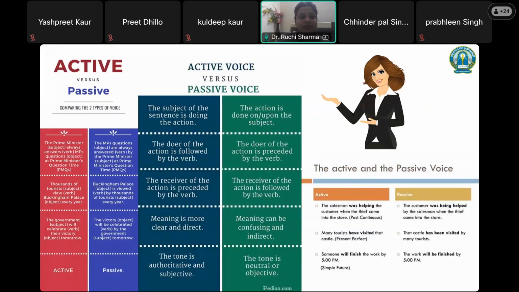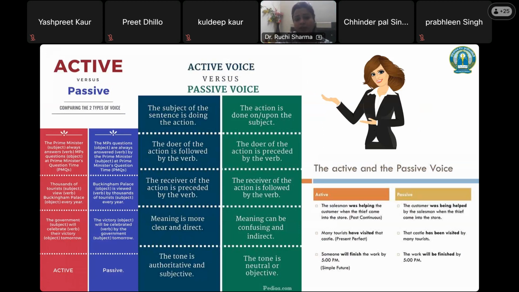Okay. So let's look at the two voices here on the left hand side and on the right hand side with the two colors. You have various sentences. I would like you to look at the sentence number 2 in the red. Thousands of tourists view Buckingham Palace every year. Buckingham Palace is viewed by thousands of tourists every year. Do you see how the object and verb have been mentioned and marked there and how they are changing?